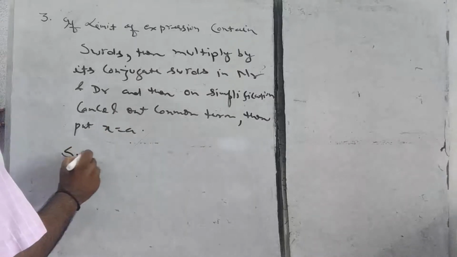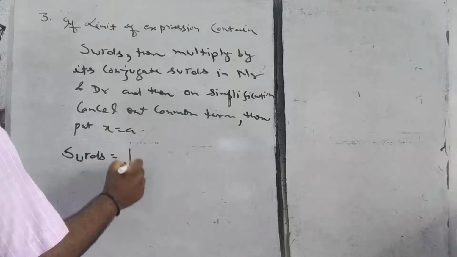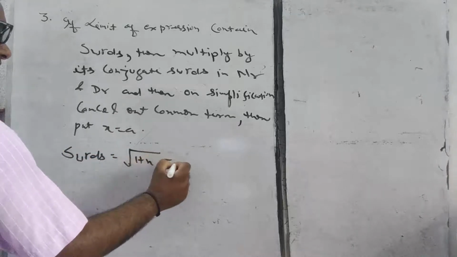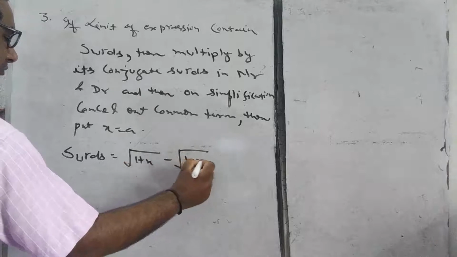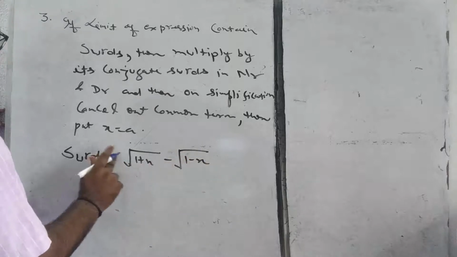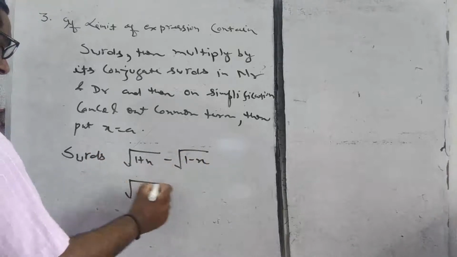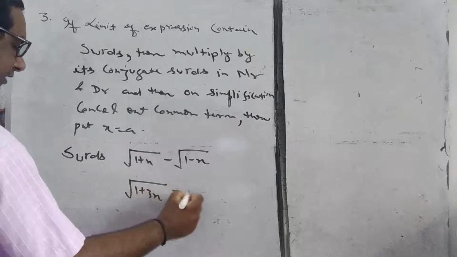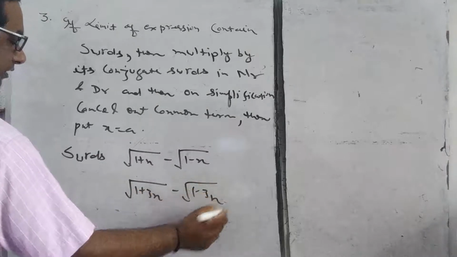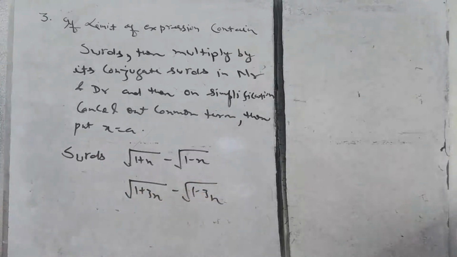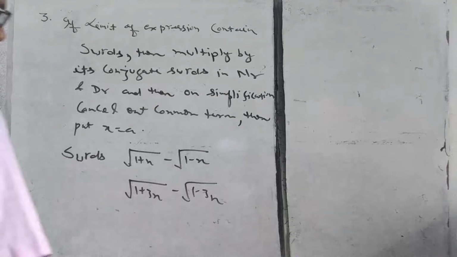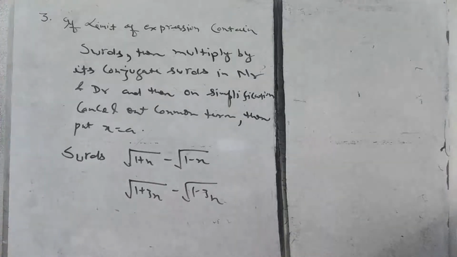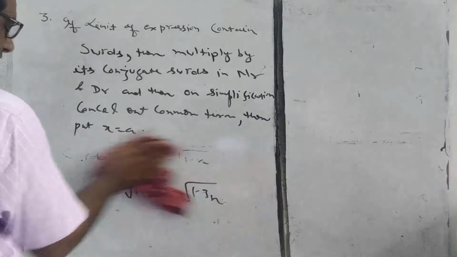Surds mean like under root 1 plus x minus under root 1 minus x. Example like root 1 plus 3x minus root 1 minus 3x. If the power of any expression is a fraction, then it's called surds.